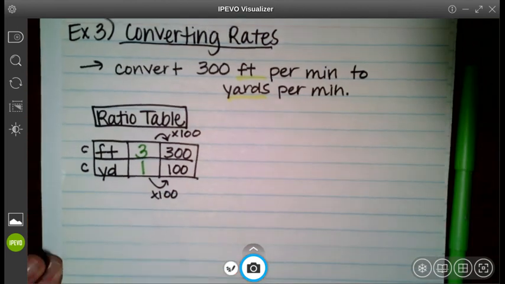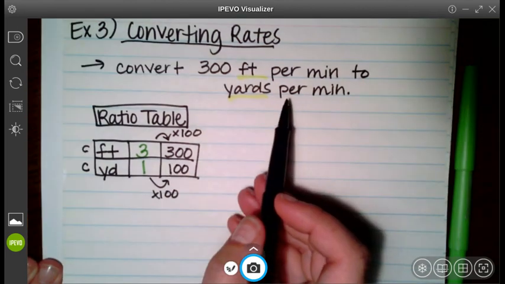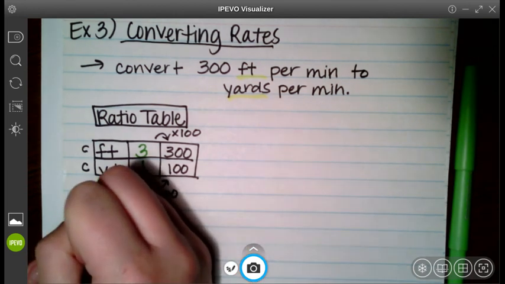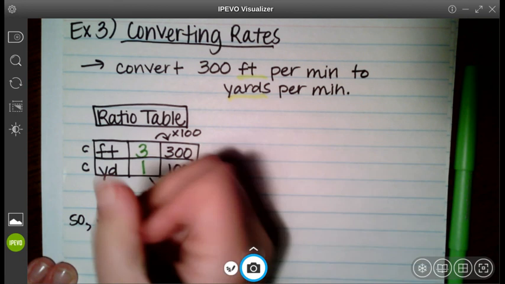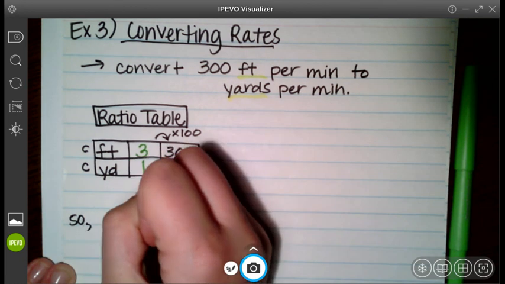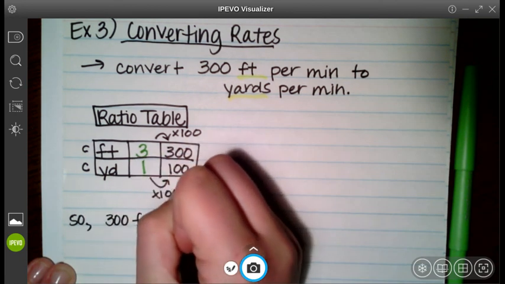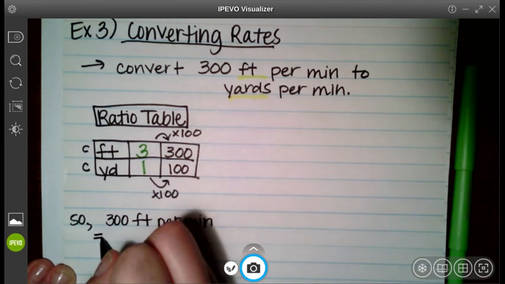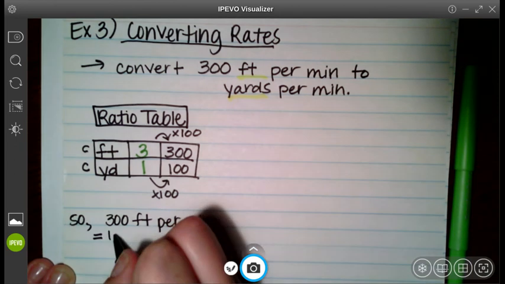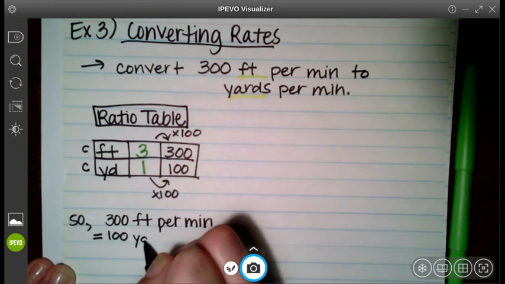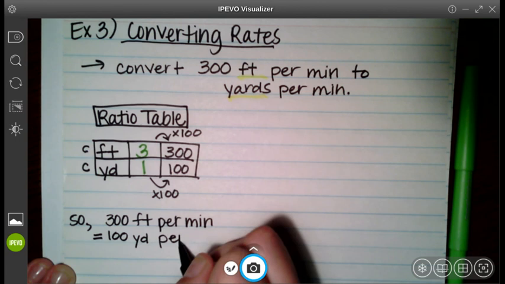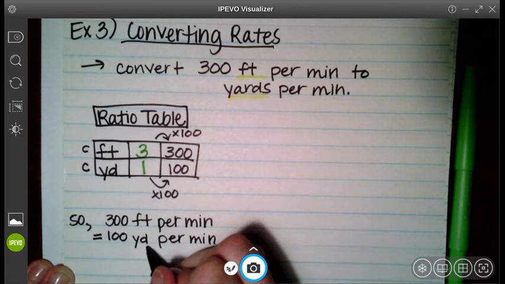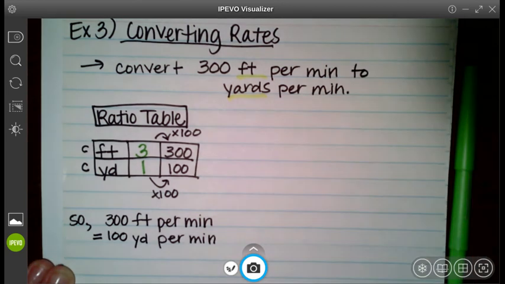The trickiest part here is to make sure that you include the rate in your answer. That's why I always write out my answer at the end. So 300 feet per minute equals 100, my new unit, yards per minute. Feet to yards.